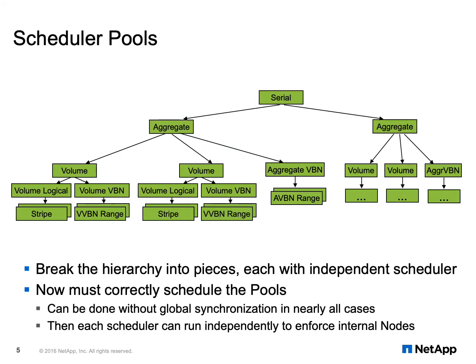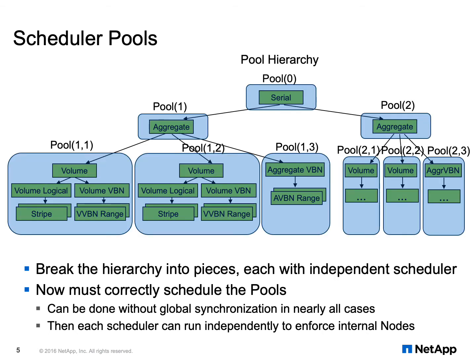In order to alleviate the lock contention that I presented on the previous slide, we divided the hierarchy of data partitions into a collection of sub-hierarchies, which we call scheduler pools. Each of these sub-hierarchies is associated with its own local scheduler. So now the problem of scheduling data partitions becomes two-level. First, we have to schedule the pools onto threads in such a way that the hierarchy is honored between pools, and then within each pool, the traditional scheduler is able to schedule data partitions.